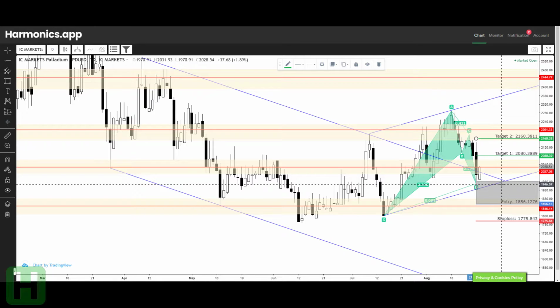I will inform you in the Facebook group, so you can follow me there and see what the final status is. But if you enter here at this level, you will have a much worse risk to reward ratio, because if you enter here and put the stop loss here, you will have a risk to reward ratio which is less than 1, which is not a good entry.